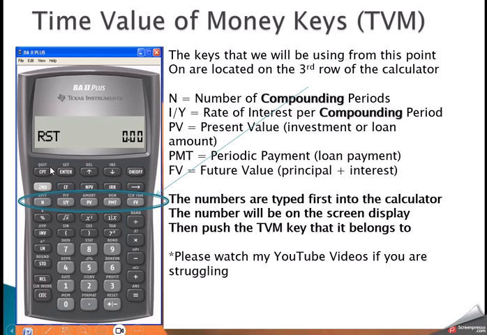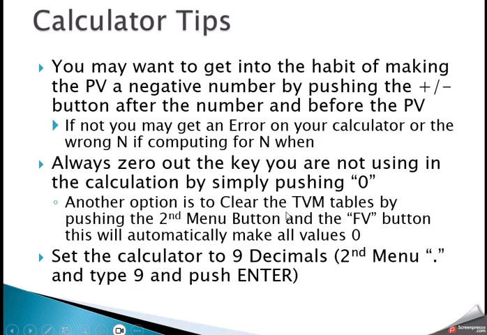But then when you get to which one of these keys you want to compute, you've got to tell the calculator, because the calculator doesn't know. So how you tell the calculator is you push the CPT button, and then you push the corresponding key that you're trying to compute.